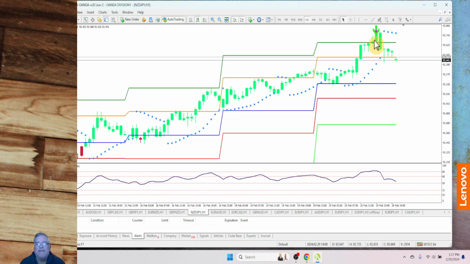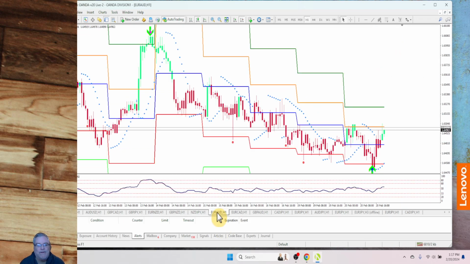New Zealand yen is in a 1 hour sell. I'm not in that one. Hoping it's going to push back up into here, then I'll get in for a short. Euro Aussie, it's made a 1 hour buy, but it's running away here. Need a pullback to be able to get in. Nothing to do on that one.